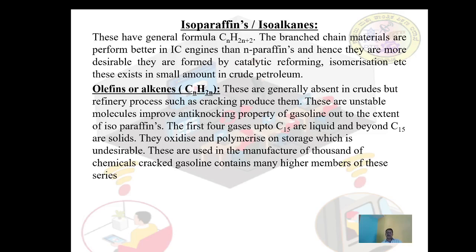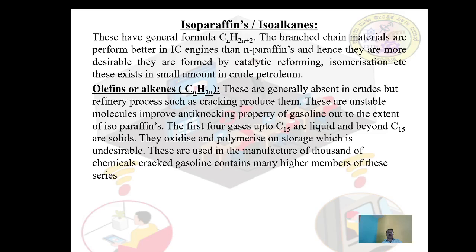Isoparaffins or alkanes, the second composition. These have the general formula CnH2n+2, but these are branch chain materials which perform better in IC engines than n-paraffins, and hence they are more desirable. They are formed by catalytic reforming, isomerization, etc. These exist in petroleum in small amounts in crudes.